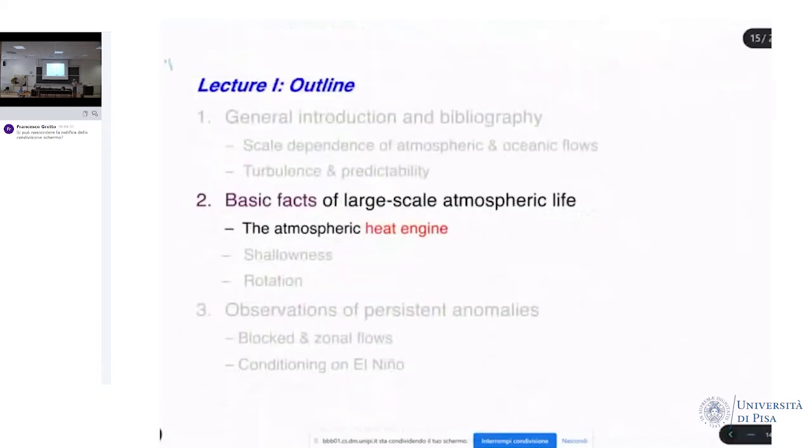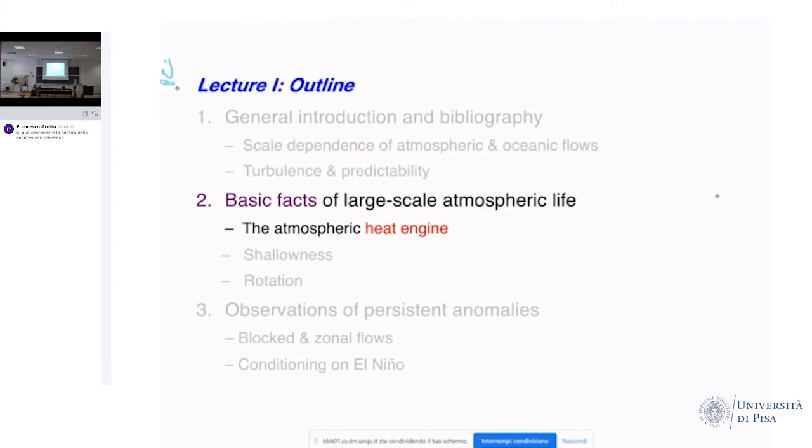Again, I'm sure that you are not really following everything I'm saying. Please interrupt if you really have a problem. Okay? Now, basic facts of large-scale atmospheric life, the atmospheric heat energy.